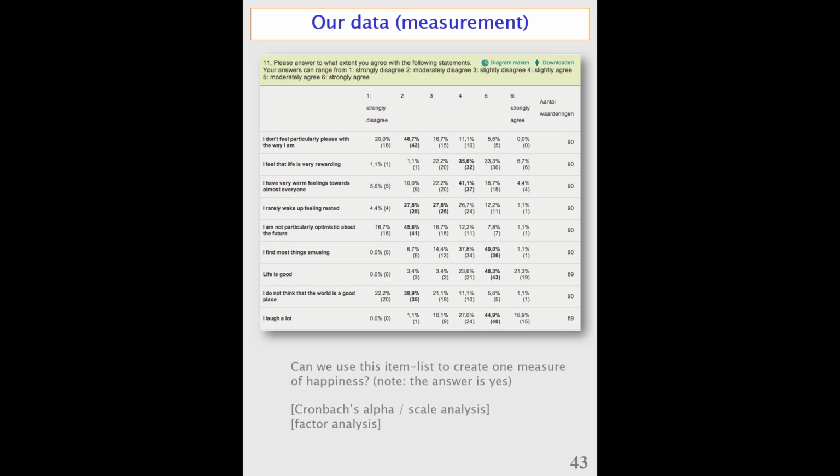So age is relatively easy. I want to know your age in years, so I ask, how old are you? You give me a number, and fine. If I want to get an estimate of how happy you generally are, then perhaps a better idea would be to ask a bunch of questions, average those questions out, and that measurement will be better. Again, there's a procedure for that called Cronbach's alpha or scale analysis, and later factor analysis. We'll do that too.